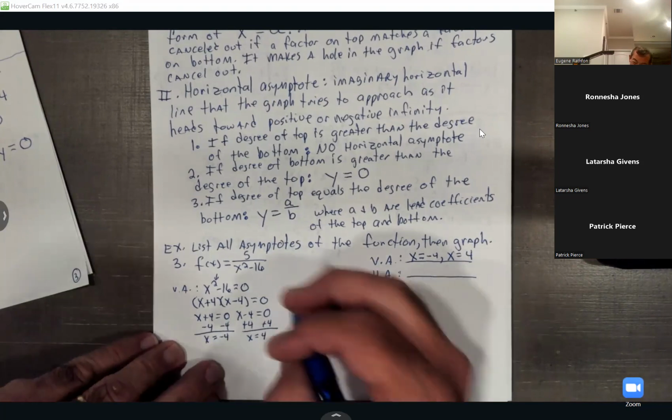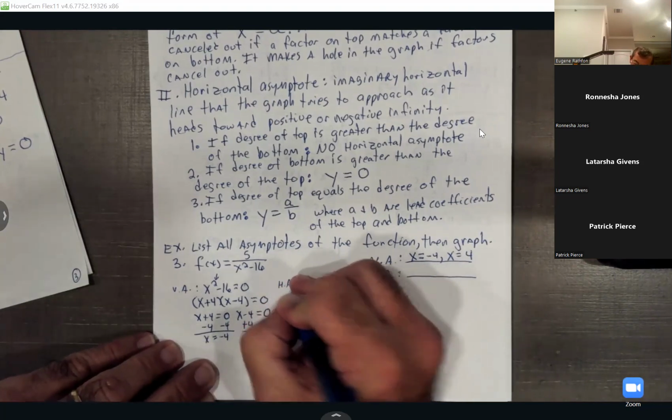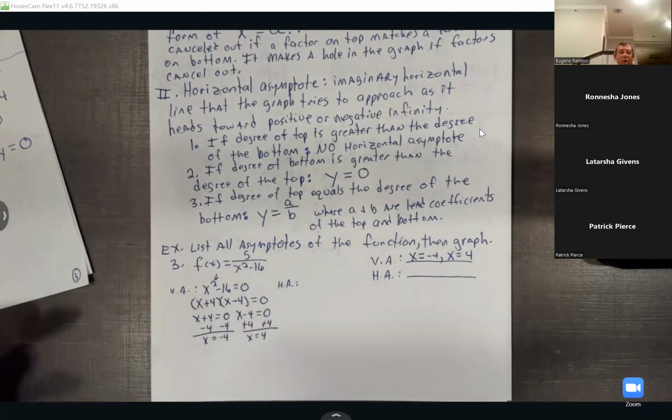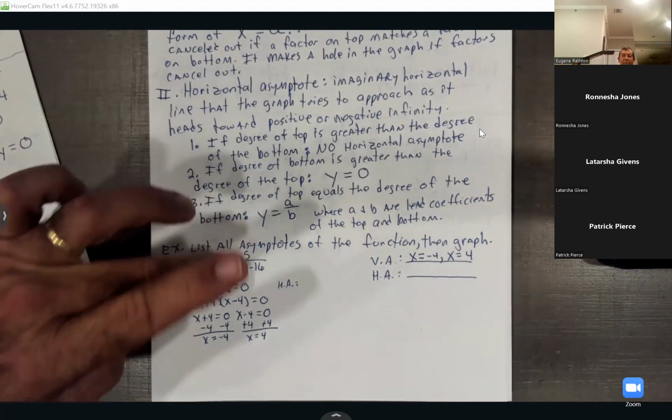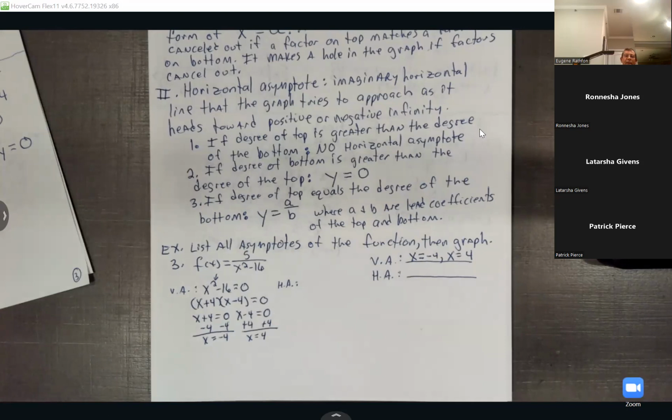All right, now I'm going to get my horizontal asymptote. So y'all, let me ask you this. For a horizontal asymptote, I'm looking at the degree of the top, the degree of the bottom. Is the degree of the top heavier? Is the degree of the bottom heavier, or are they equal?